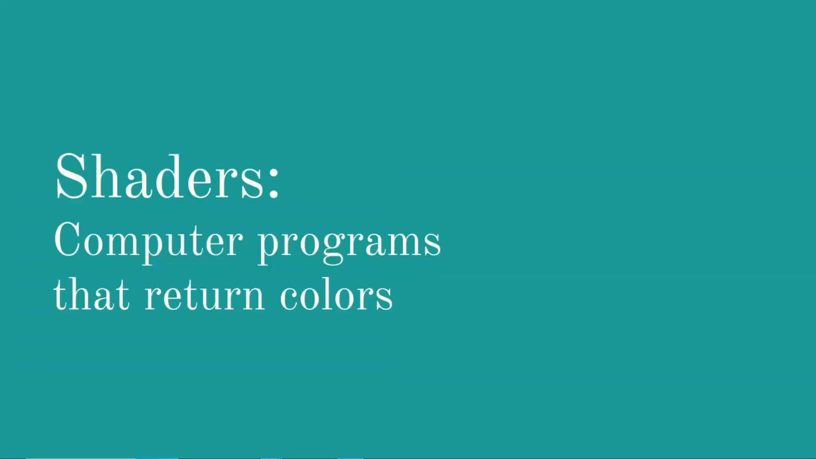So shaders, first of all, what is a shader? In general, a shader is just a computer program that returns a color. If you look at this picture here, what the shader is doing in this case is saying for these pixels around here, it's returning a white color. For these pixels around here, it's returning a blue color. And for these pixels down to the bottom right, it's returning a dark blue color. So in general, a shader is just a computer program that can tell you what color different parts of an object are.